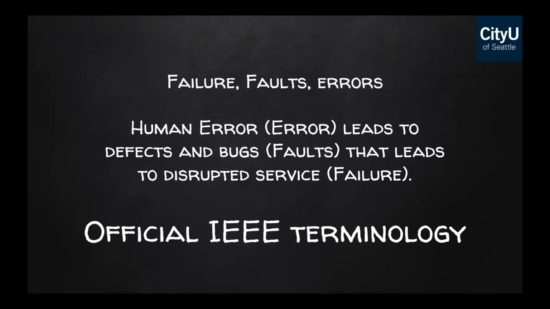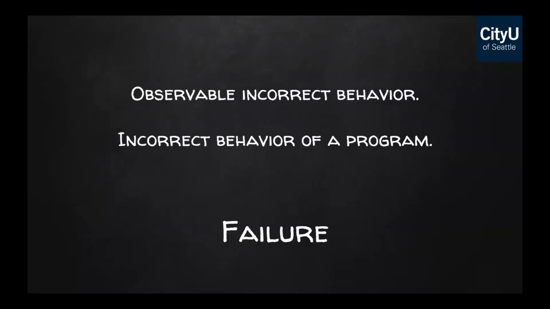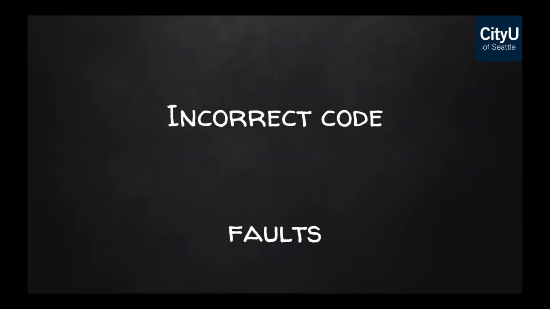I think there is something wrong. Let's clear that up. Failure: the observable incorrect behavior of a program. Let's say a rocket ship blew up. You can see that, and that's a failure.